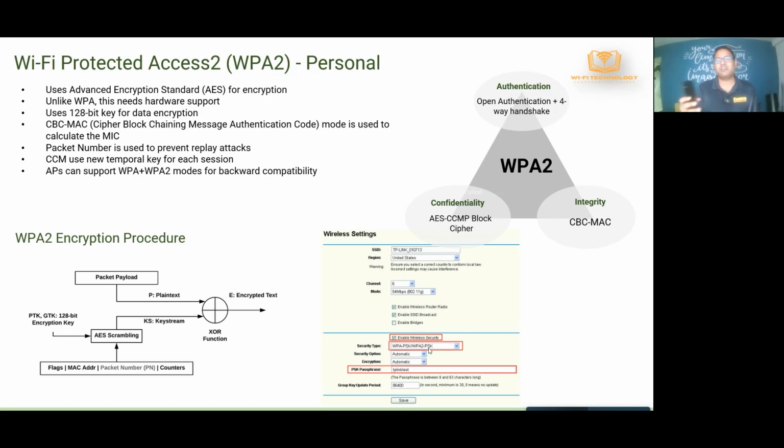Because remember that WPA2 requires hardware change. It's not just a firmware upgrade from WEP. It needs hardware change. Not all hardware can do it, because it's a much more computation intensive algorithm, so it requires better hardware, right? And because of that, it's not directly backward compatible. So to enable backward compatibility, most APs will support a combination of WPA and WPA2, which means a WPA2 device can connect using WPA2 and a WPA device can connect using WPA.